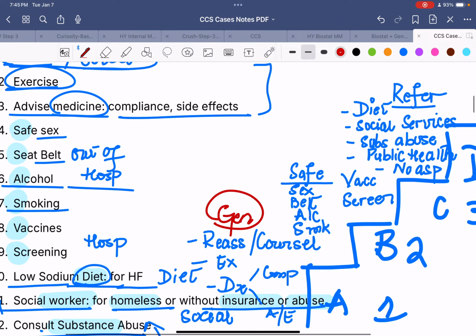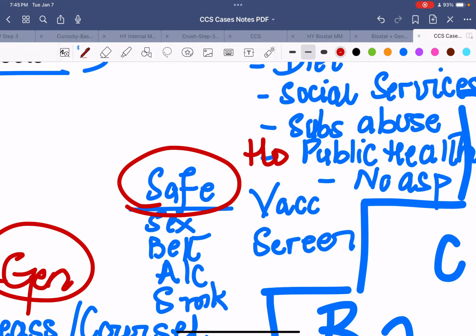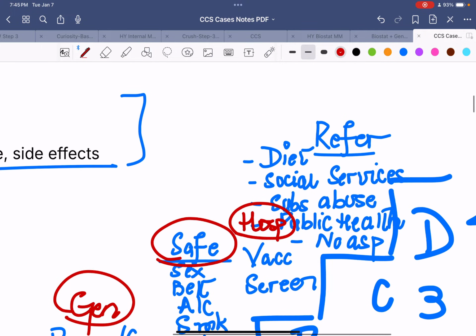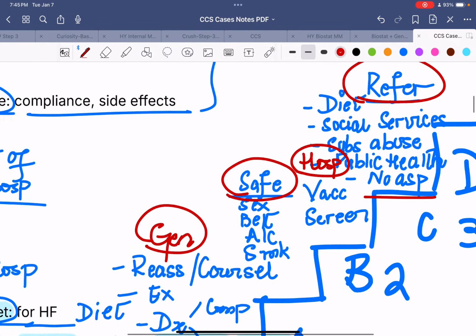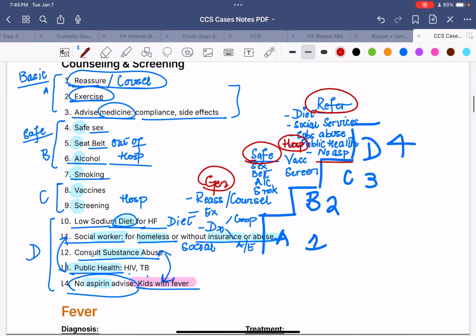Then step number 2 was regarding safety, 4 things that we have to keep safe: safe sex, safe driving with the seat belts, safety regarding alcohol, and safety regarding smoking. Then something that we can do with the patient in the hospital, which includes the vaccination and screening, and some of the places that we can refer the patient to, which include diet management with a nutritionist or dietitian, social services, substance abuse, the public health notification in case of HIV or TB, and no aspirin in case it's a child with fever, so that he doesn't develop Reye's syndrome.